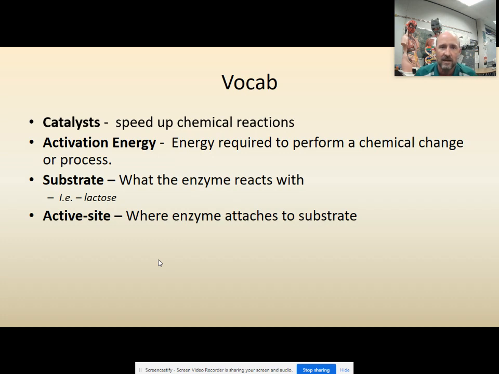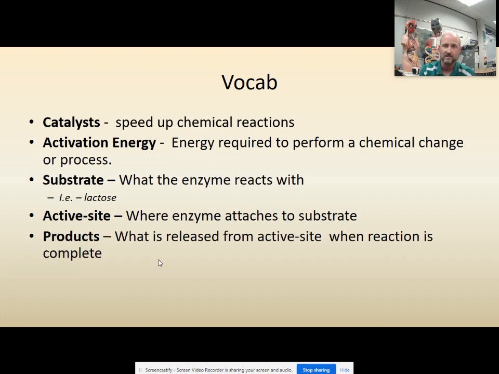Active site is where the enzyme attaches to the substrate, and we'll get into that. And the product is what is made after the enzymatic reaction. So it's what the substrate will become.